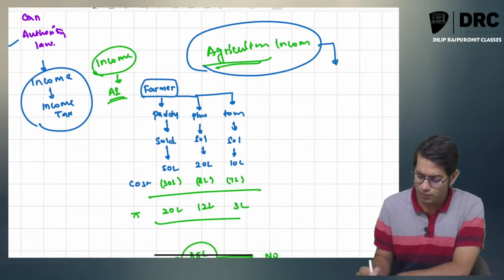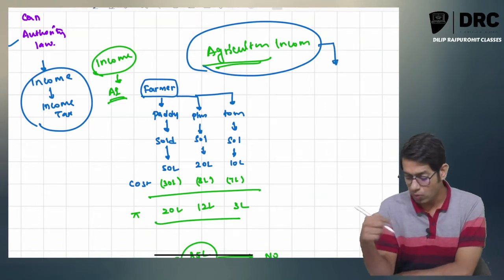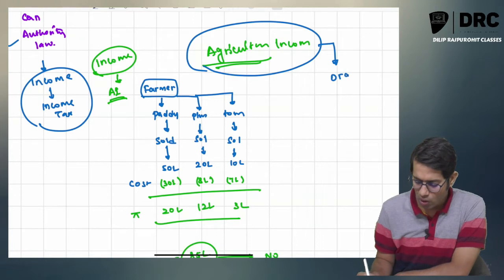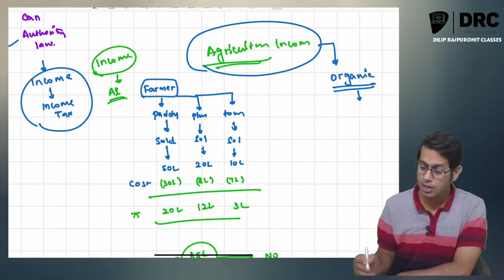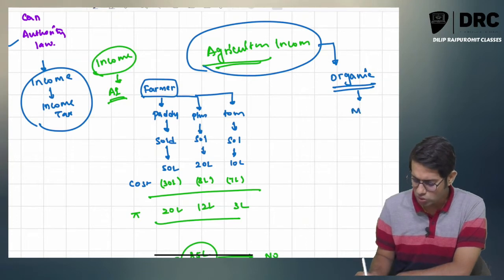Why do you feel that in future they will collect? Because nowadays there is something called organic farming which is increasing a lot. And this organic farming has a huge margin in it.